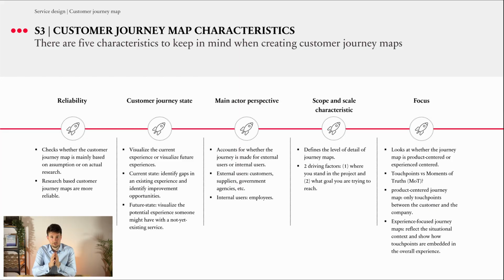As for our final characteristic, we need to consider the focus of our journey. Remember, this characteristic looks at whether the journey map is product-centered or experience-centered. We opted for an experience-centered approach. This means that we also looked at touch points where the user was not directly in contact with the product. This would enable us to identify less obvious friction points where our stakeholder could also play a role to offer our customers a better user experience, where competition might not look at.